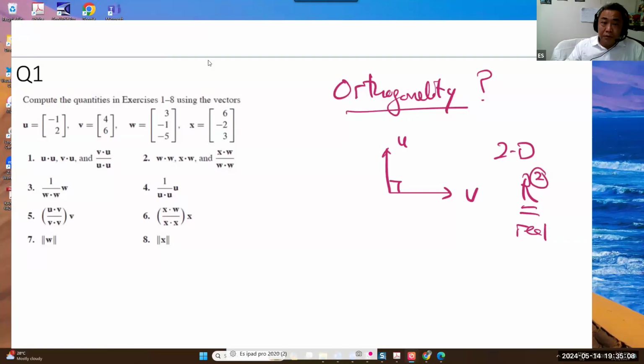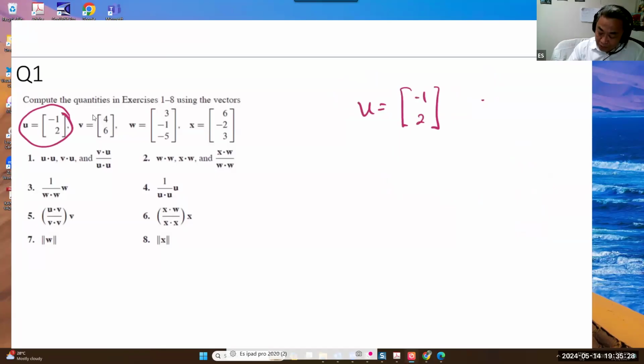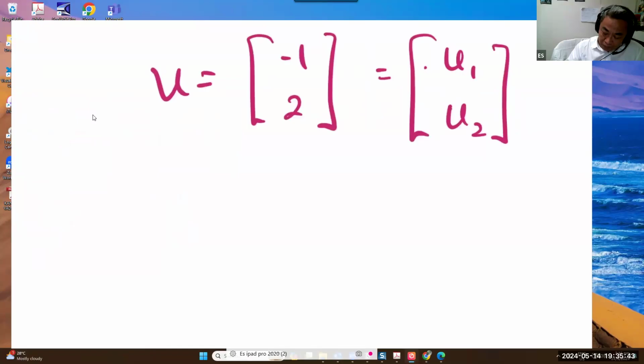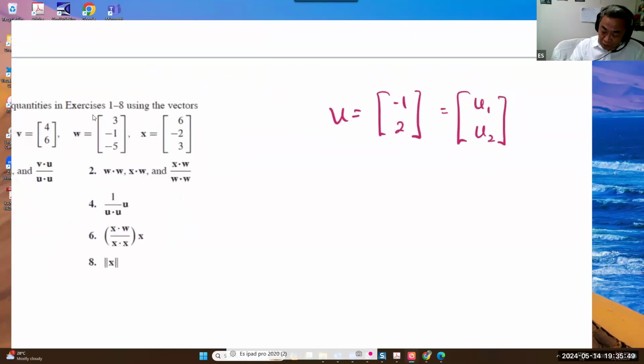Now, typically you also realize that we write vectors in this form. So what does that mean? All right, let's understand how we write vectors in at least this course. So we say that u is equal to (-1, 2). Basically, you can also think of this as the first element u1, and this as the second element u2. And what we then do is that we are interested to draw it, because in 2 dimensions and 3 dimensions, we can draw the vectors.